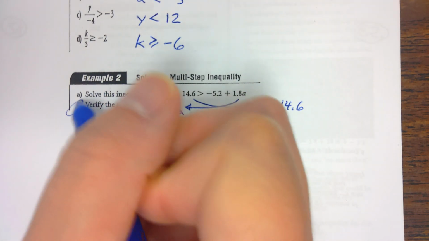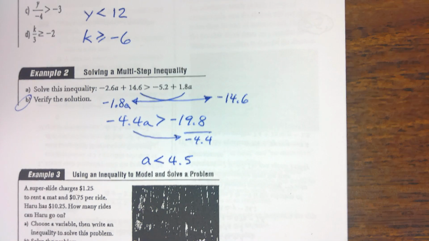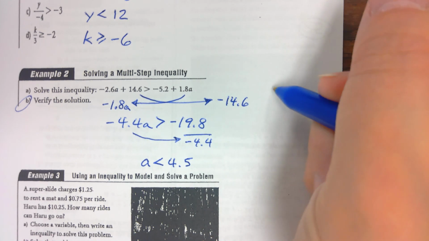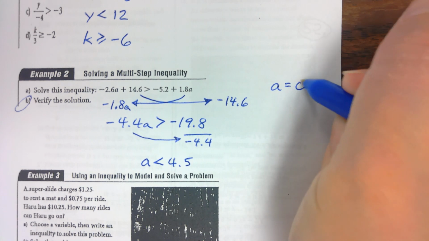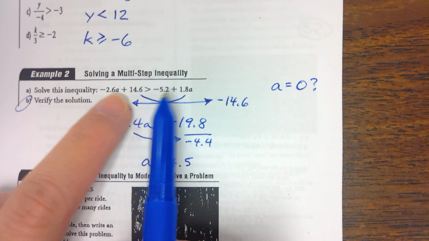Part B tells you to verify your answer. So a number less than 4.5. Joanna, a number less than 4.5? 4, okay. What's an even easier number? 0, right. If you have a choice, you always want to use 0, because with 0 there's not much math involved.